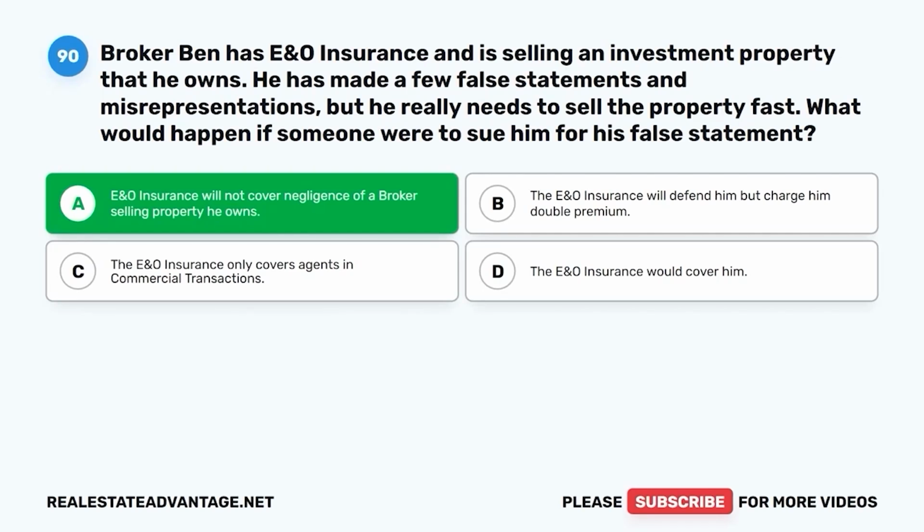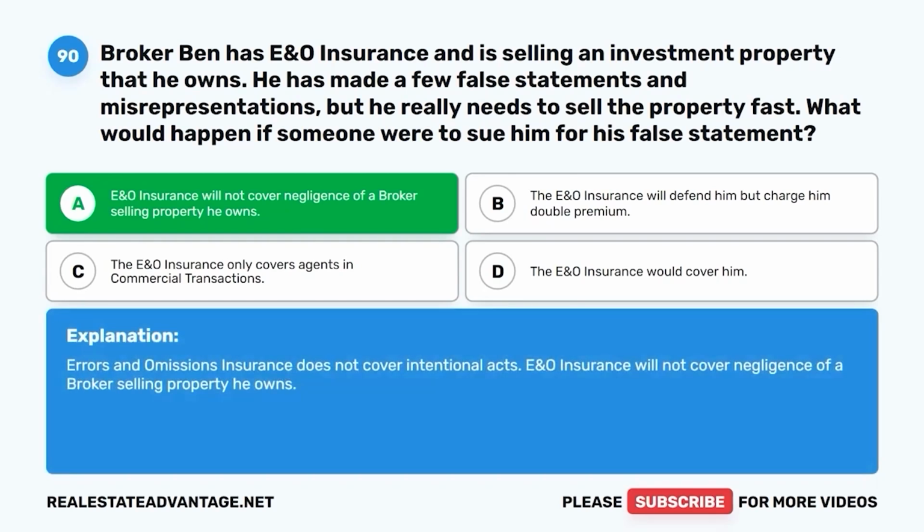E&O insurance will not cover negligence of a broker selling property he owns. Errors and omissions insurance does not cover intentional acts.